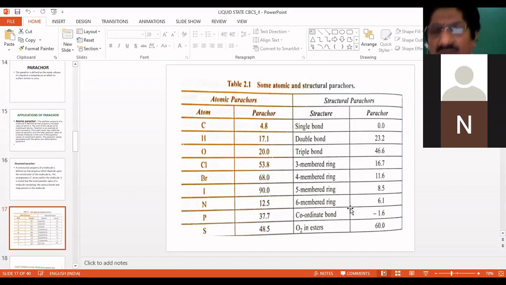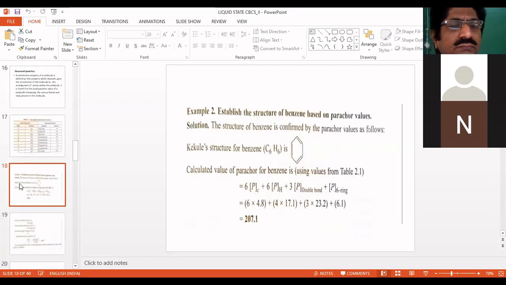Here I am taking one known compound, so we'll start with this. Now you can see this is benzene. And the scientist Kekulé has given benzene as C6H6: 6 carbon, 6 hydrogen, and 3 alternate double bonds. 3 alternate double bonds that benzene is having.